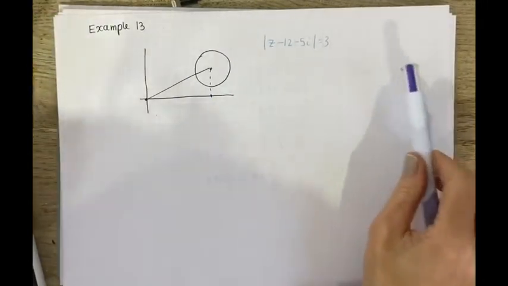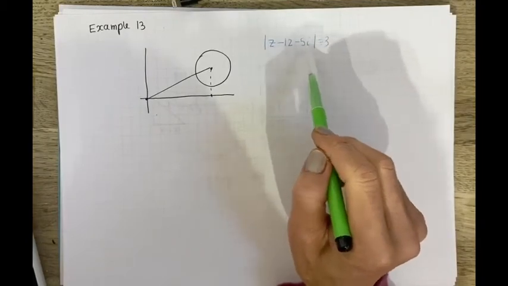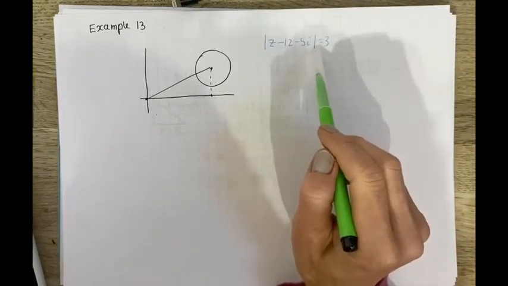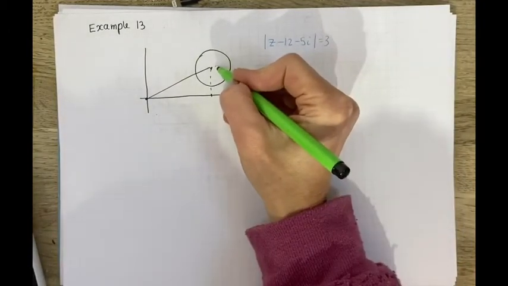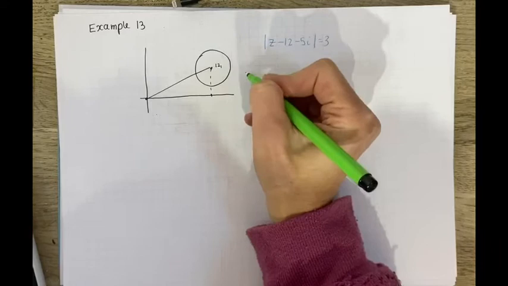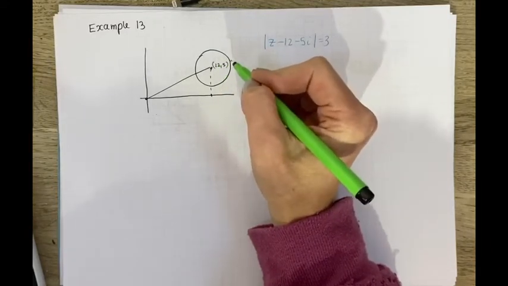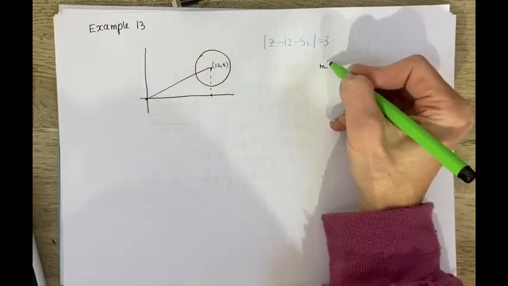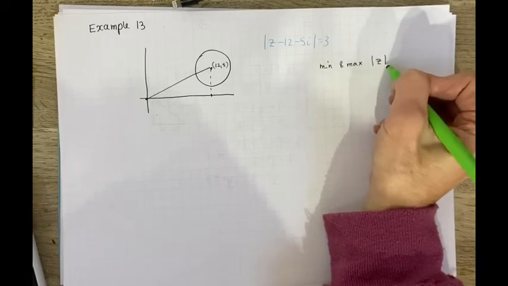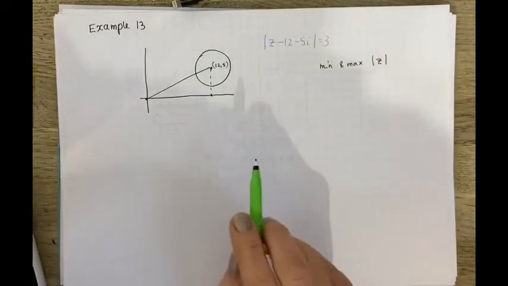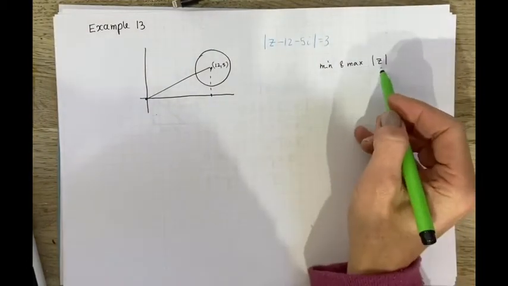Okay, let's go through example 13. So here we've got a locus, which is a circle centered 12, 5, radius 3. So I've drawn it nicely here. So this point here is 12, 5. And we have to find the minimum and maximum modulus of z. So the minimum and maximum distance, the minimum and maximum value of modulus of z.